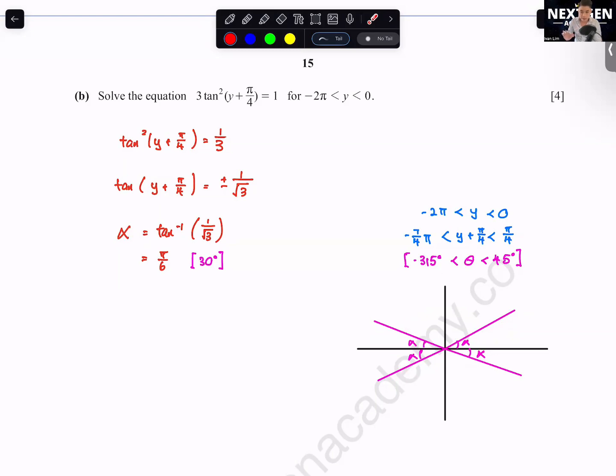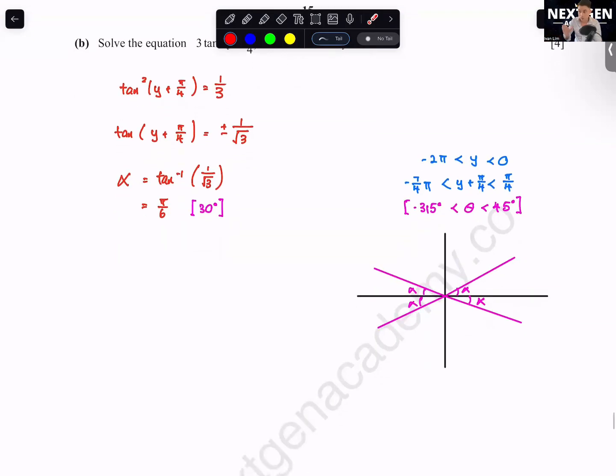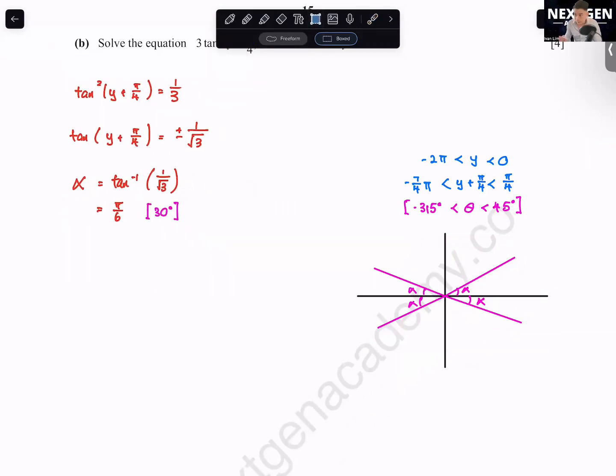So just for simplicity's sake, I'm going to explain based on the long method first, which is you just calculate all the values first, then you reject them. I'll explain to you why, then after that, how to actually find exactly where the angle is at. So let's base it on ASTC first.